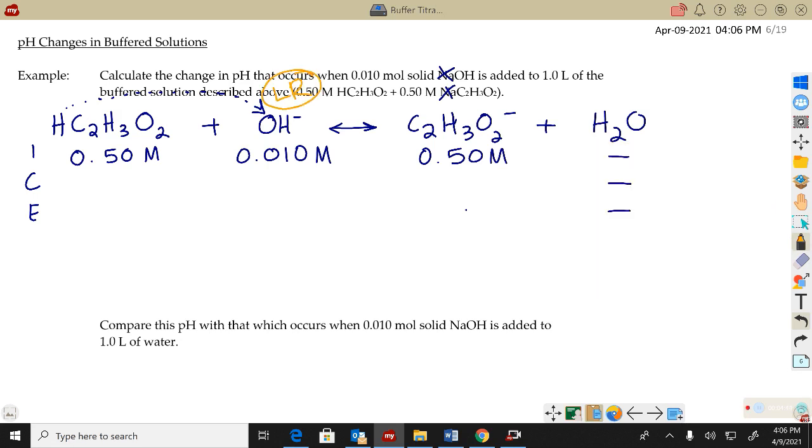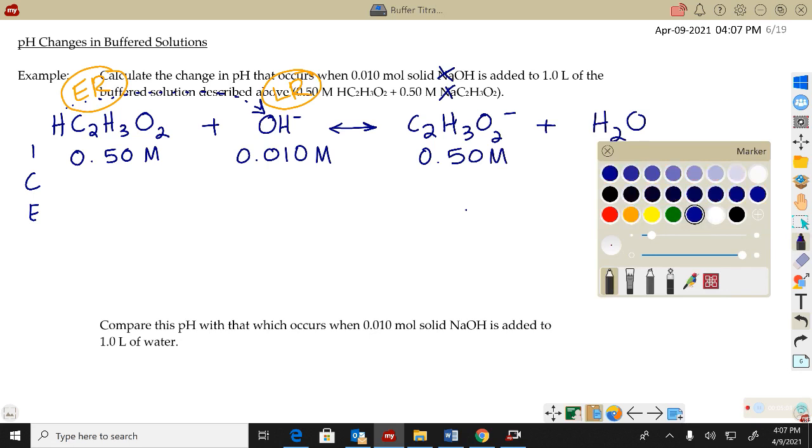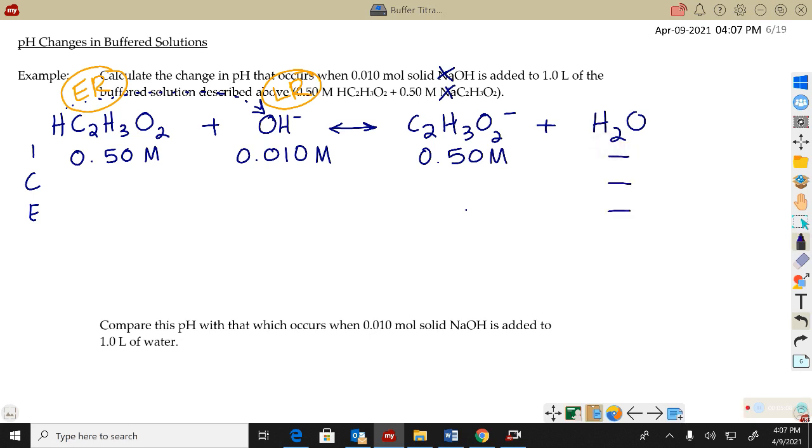Well, I want the limiting reactant to be the hydrogen or hydroxide that's being added to the buffer. I want the buffer to be in excess, because then I know that I have enough weak acid to donate hydrogen and neutralize all that hydroxide. So you're going to find whichever one's smaller, hopefully the hydroxide or hydrogen, and that's going to become our change. We're going to bring it down to 0.